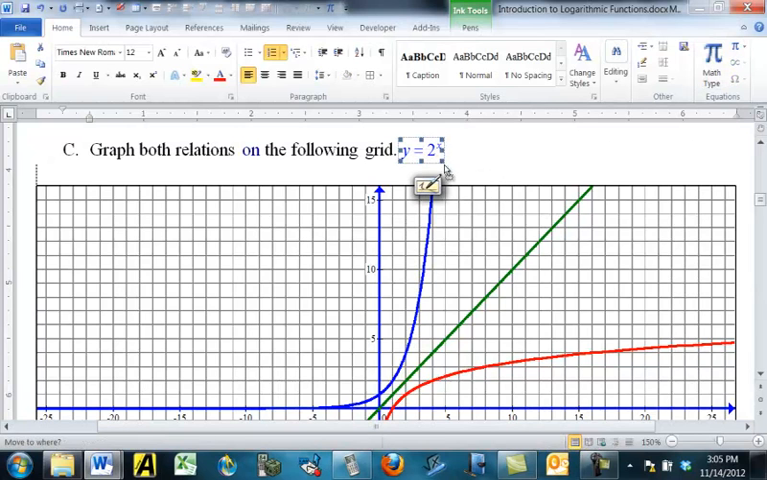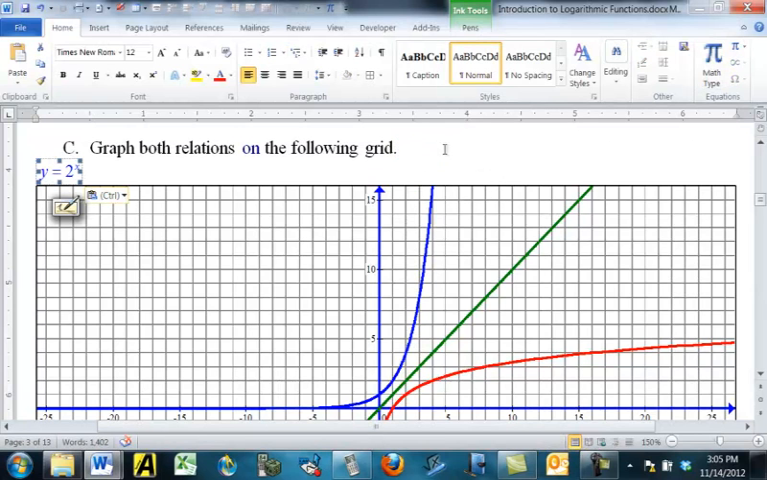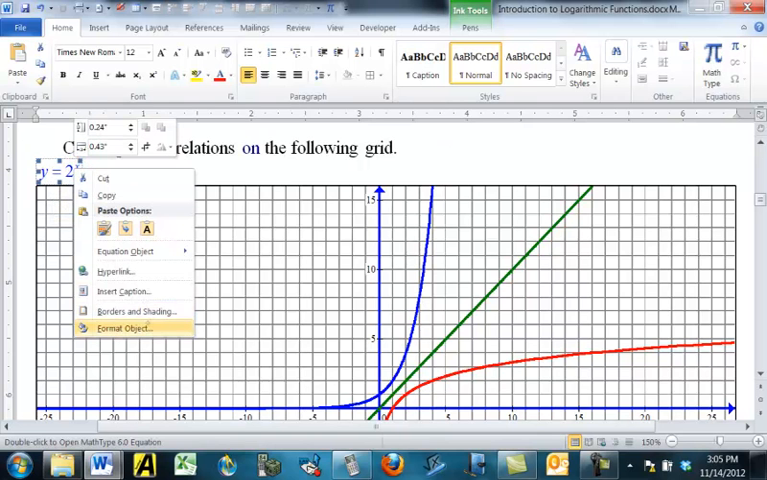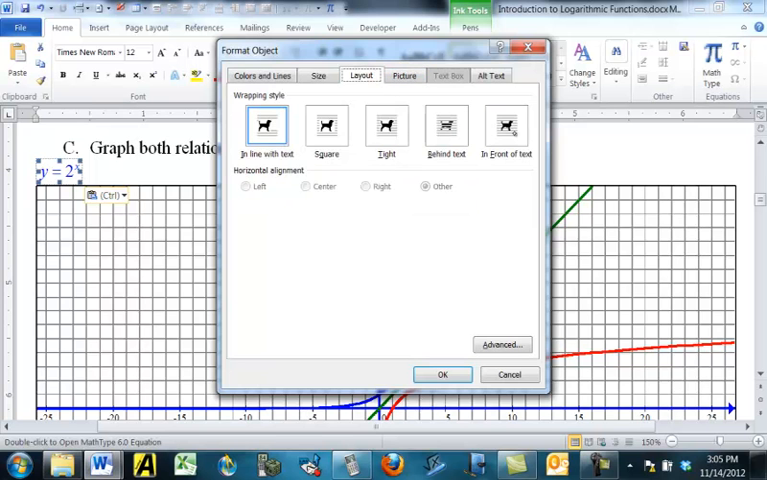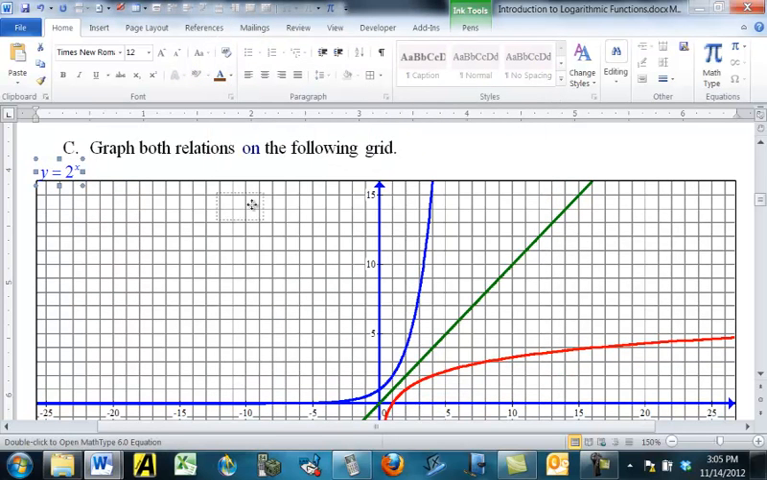And so that's the blue one here. Let's see if I can put that right on top of the graph. Okay, so that's this one right here.